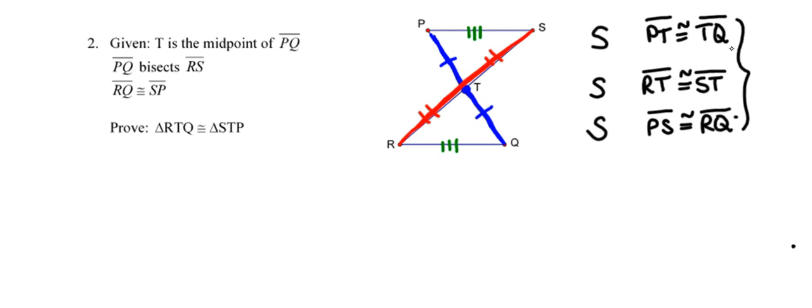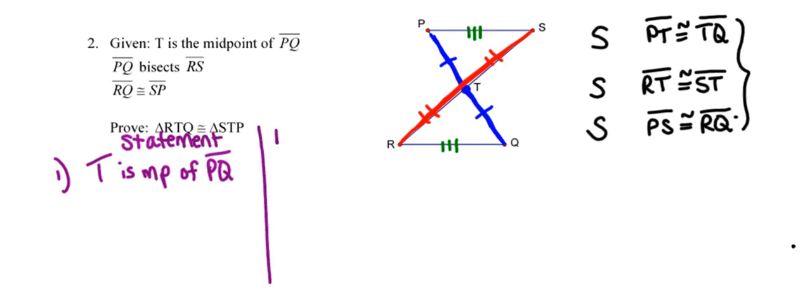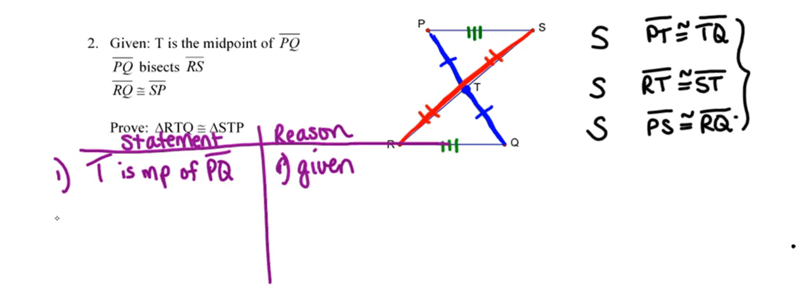So the first one, PT and TQ, I got those due to the fact that T is the midpoint of segment PQ. So I'm going to go ahead and start with that. And I think maybe this time I'll do statements and reasons, just for all you two-column proof people out there. So I know that's a true statement because it's given to me to be a true statement. And because T is the midpoint of PQ, that's what tells me that segment PT and segment TQ are congruent.